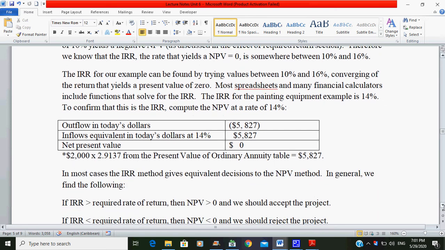Outflow in today's dollars is 5827. Inflows equivalent in today's dollars at 14% will be 5827, because 2000 times 2.9137 comes from the present value of ordinary annuity table. What they did was 14% for 4 years. Let's go to it, because right through, the $2,000 would have been used for the 4 years. Let's look at it now.